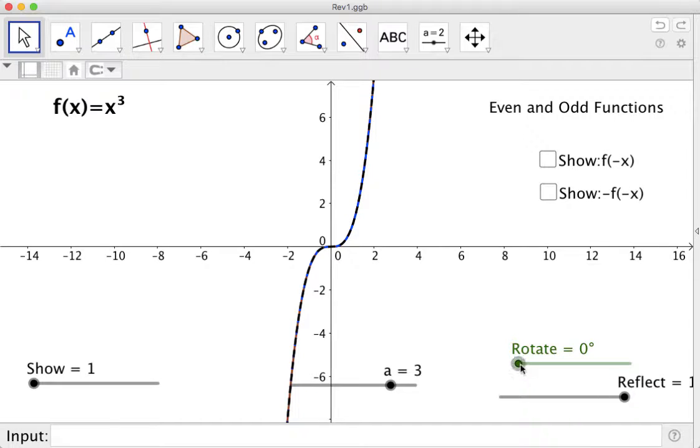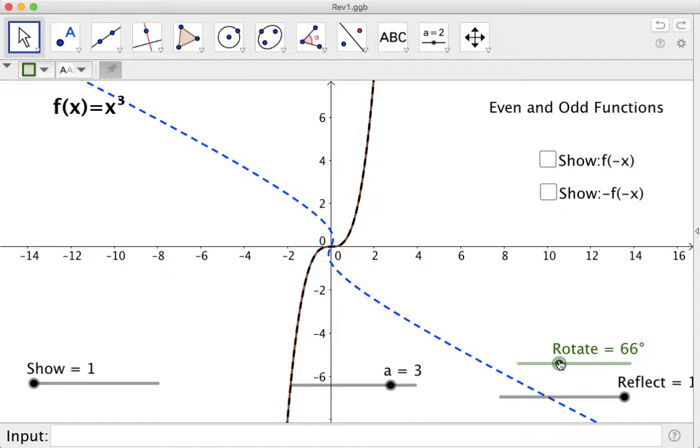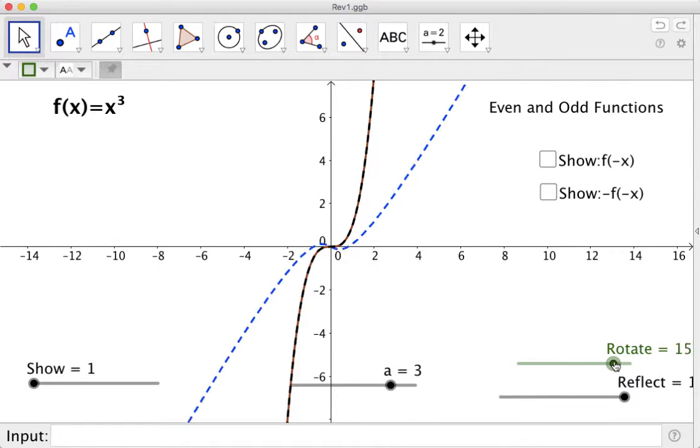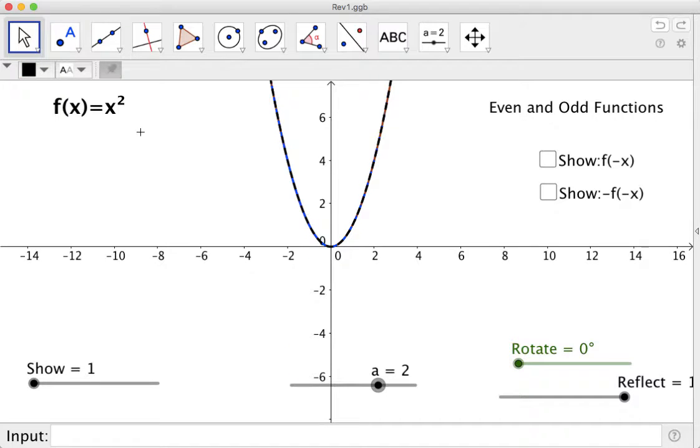Another way to think about it is, while this function does not reflect onto itself across the y-axis, it does rotate onto itself if we rotate 180 degrees around the point 0, 0, or the origin. Every single function of this type where the exponent is odd is considered to be an odd function. Similarly, when the exponent is even, we have an even function. This is actually the origin of the name of even and odd functions.